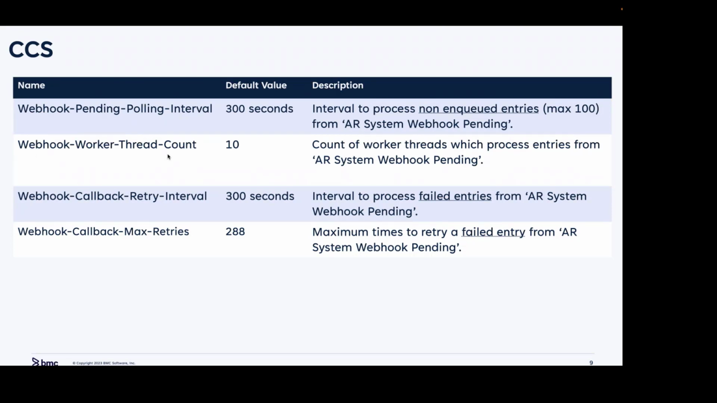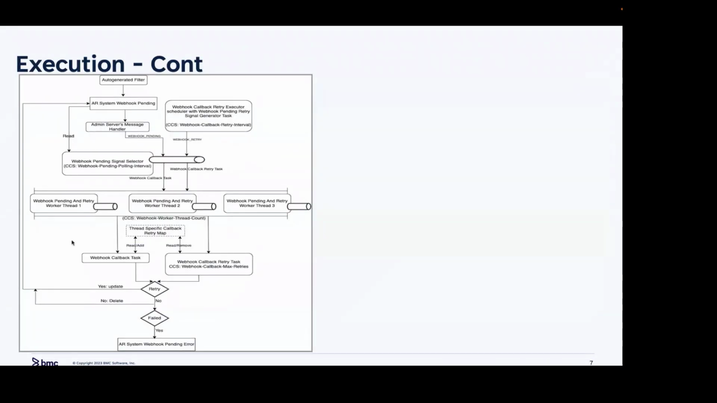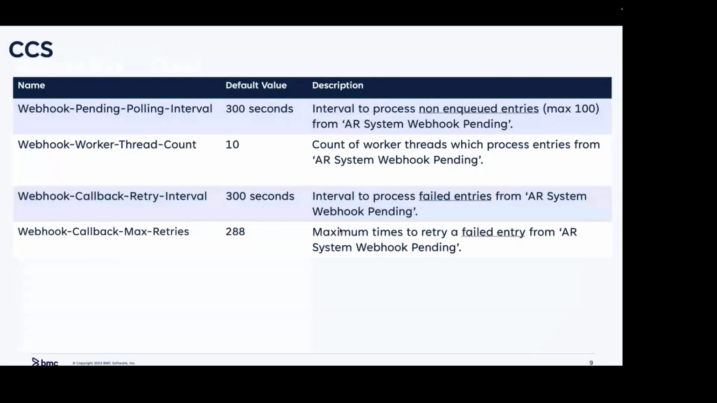This is another parameter to define how many threads to be in the system. If you remember this diagram, there are some worker threads that are serving the requests from the pending form. By default, it is 10. So you can increase it depending on the load that is there in the pending form.